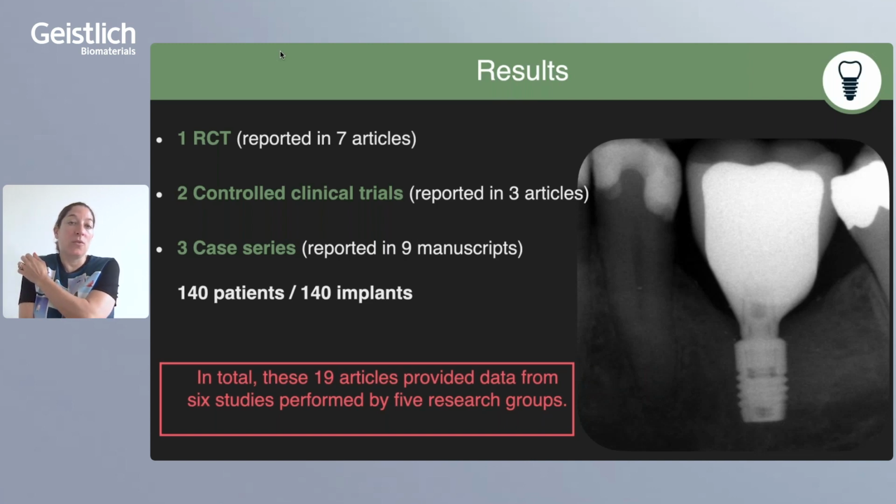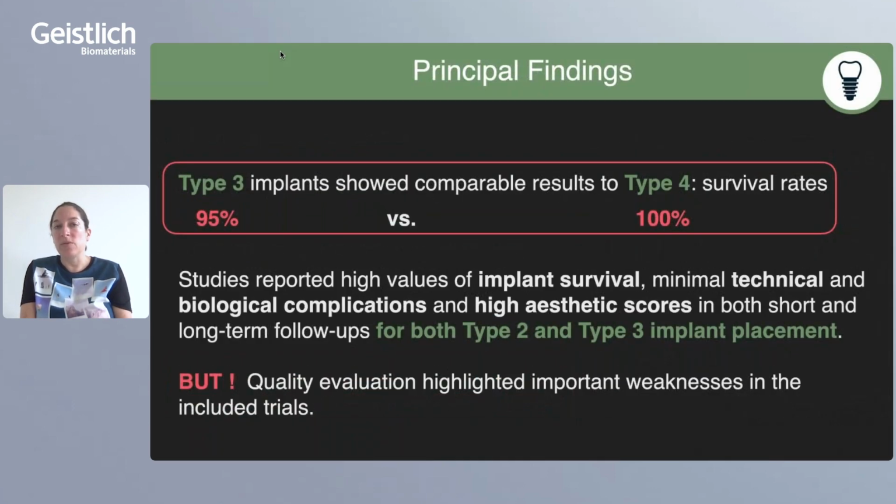So it was a total of 140 patients and 140 implants that could be included in this systematic review. In total, these 19 articles provided data from only 6 studies performed by 5 research groups. And the principal findings were that regarding implant survival, for type 3, it was 95% implant survival compared to 100% in type 4.